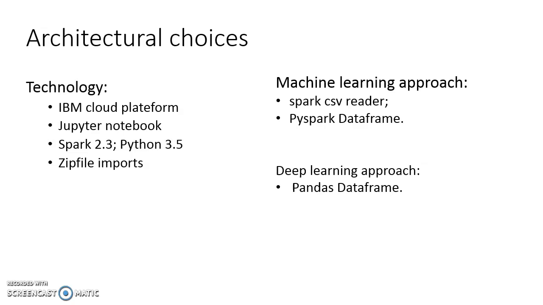In the case of the machine learning approach, we used the Spark CSV reader, and the data was in the PySpark data frame. As for the deep learning approach, when we were developing it, we encountered some limitation in the technology. And so the PySpark data frame did not work out, and we chose to move forward with the Pandas data frame. However, it's highly recommended that we go and make the PySpark option work in the deep learning notebook.